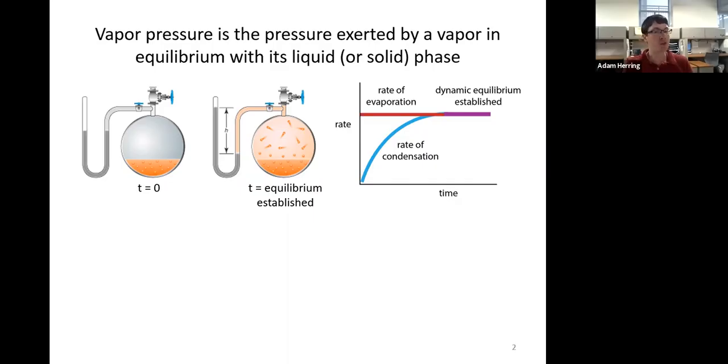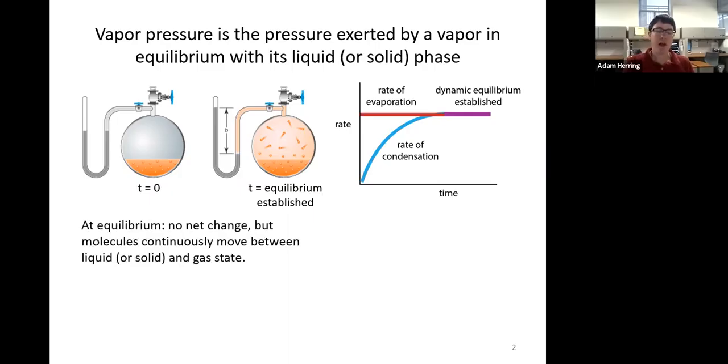So we have two opposing processes: evaporation, where the liquid molecules are converting to gas, and condensation, where the gas molecules are converting back down to liquid. Once those rates are the same, that's what we call equilibrium. And so during equilibrium, there's no net change, even though the molecules are continuously moving between the different states of matter.